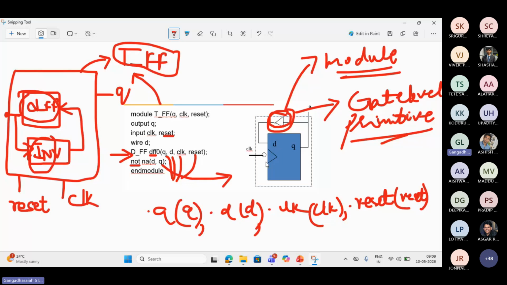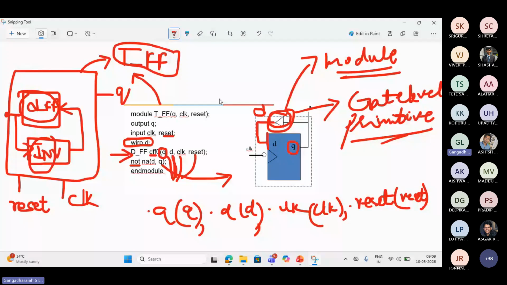So what is the input to this NOT? Q of this is the input. Let's say this is Q. What is Q? Q is the output of this DFF, right? And that goes as input, and this D is the output of this inverter. This I am declaring as wire. The same wire D is connected as input to this D flip-flop.